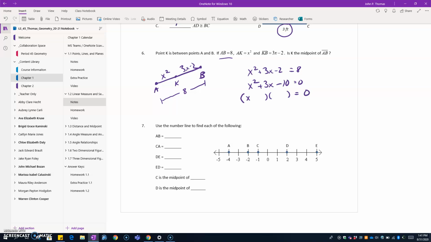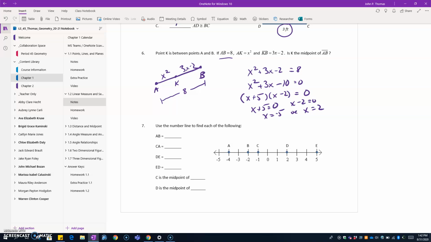So we've got an x, we're going to do a plus 5, and an x minus 2. Because 5 and 2 multiply to 10, the negative makes it a minus 10. And then we want the 5 to be positive, so it's a positive 3 if we multiply it back out. So that gives us x plus 5 equals 0, and x minus 2 equals 0. So x equals negative 5, or x equals 2.